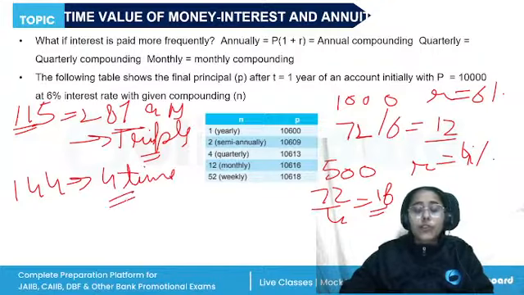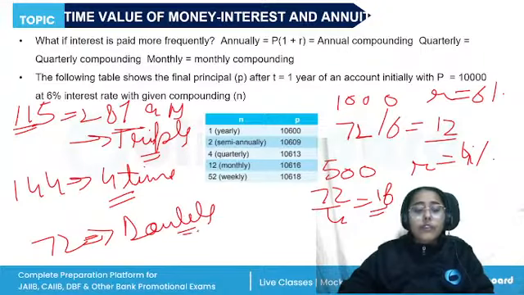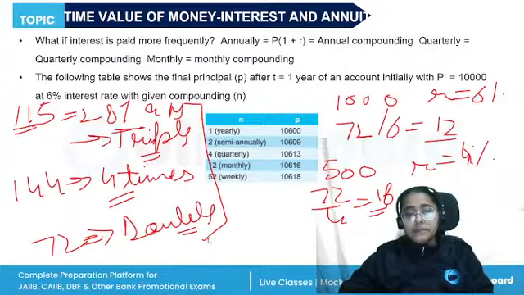Simply, we are using the rule of 72 to see in how many years our amount will double, the rule of 115 to see in how many years it will triple, and 144 to see in how many years it will become 4 times. We simply divide the rule number by the given interest rate, and we can easily calculate the number of years. Alright.